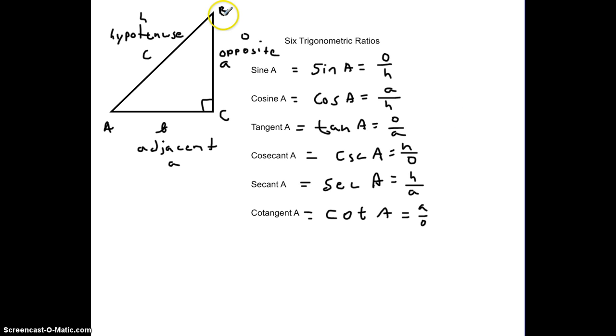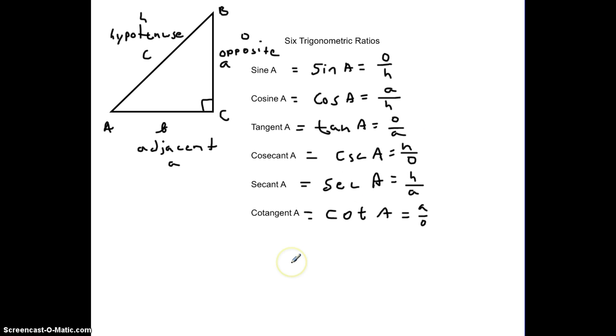We could also use angle B. If we wanted to find the sine of angle B, it would be side b over side c, but the side b is still opposite angle B, so the sine of angle B would be the opposite over the hypotenuse. So regardless of what our angle is called, we would still use the opposite side over the hypotenuse for sine, the adjacent side over the hypotenuse for cosine, the opposite over the adjacent for tangent, and so on.